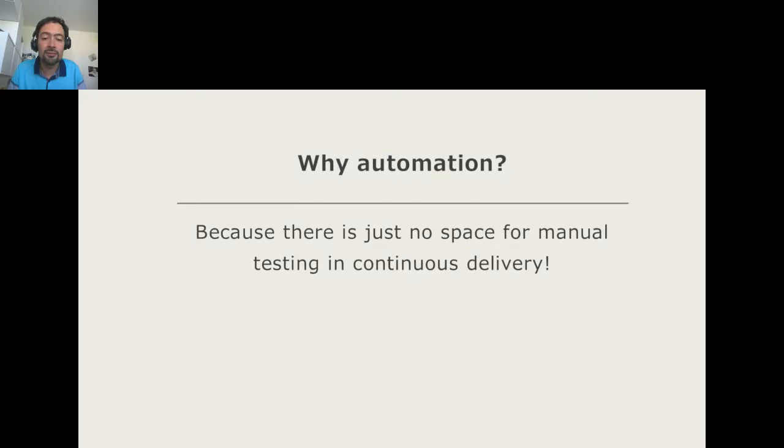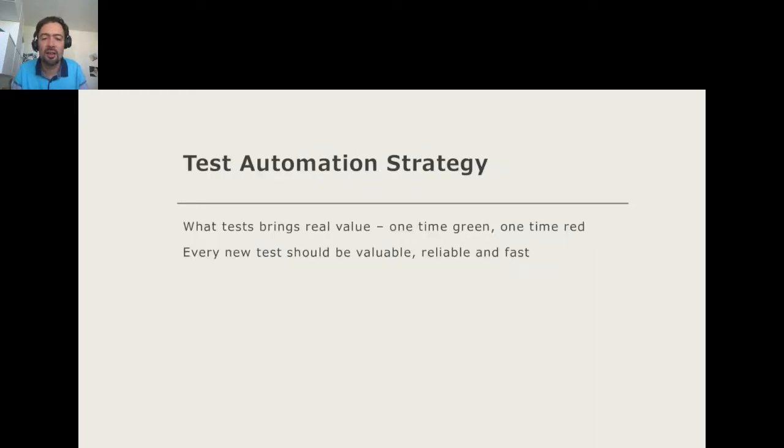And why automation? Because there is just no space for manual testing in continuous delivery. Just imagine that you will allocate someone and count on that person at the end of each potential release to production. It's unimaginable. I don't know how it is for you, but for me, definitely.